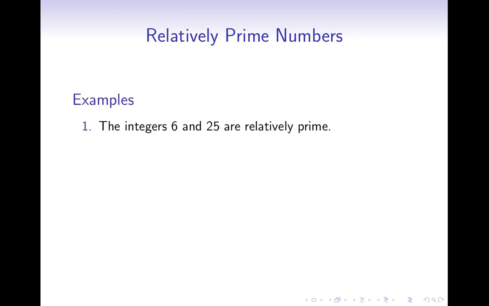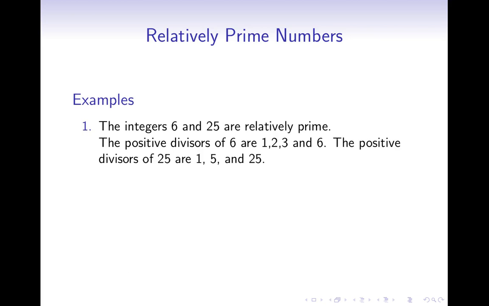So a few examples. 6 and 25 are relatively prime. I have checked this the hard way. I've used the definitions, so I've written down the positive divisors of 6: 1, 2, 3, and 6. And I've written down the positive divisors of 25: 1, 5, and 25. And the only common divisor is 1. So the greatest common divisor, the largest common divisor, is 1.